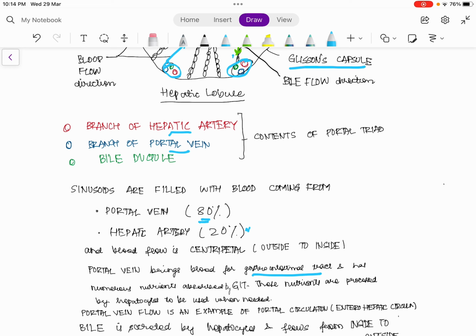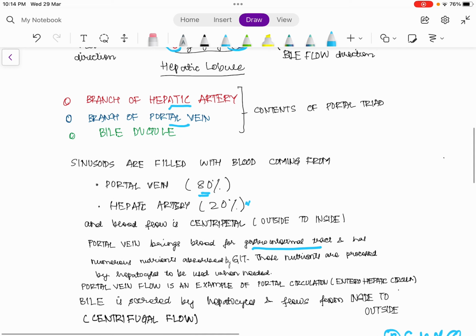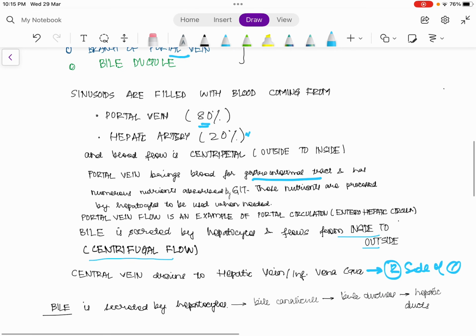Bile, in contrast, has a centrifugal flow. Bile is secreted by hepatocytes and then flows from inside to outside. That is centrifugal flow. In the liver, bile and blood do not get mixed. Fine? Don't confuse like that. They are both in the sinusoids. Blood is in sinusoids and bile is in bile canaliculi.